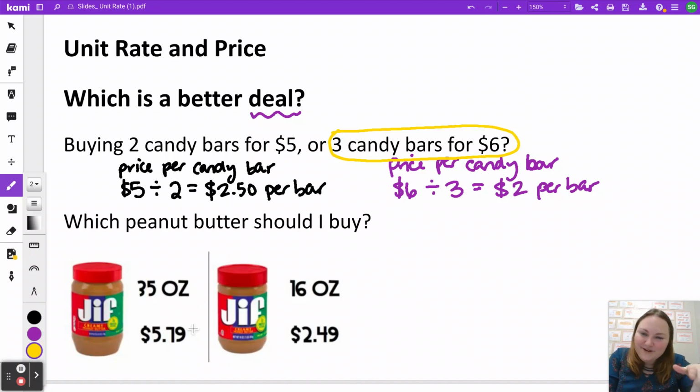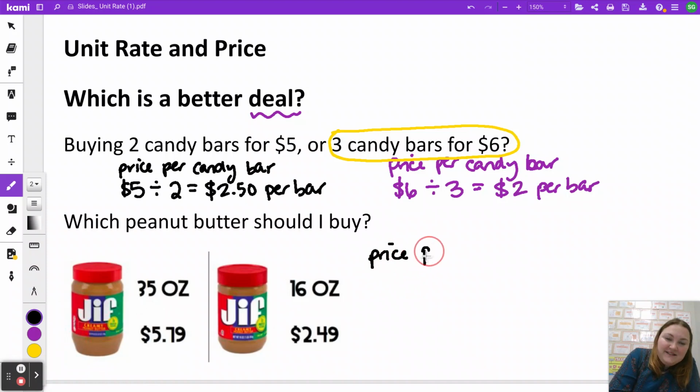And it's also what we're going to see down here for the second part of this warm-up. We can do something really similar for this peanut butter here. Here, both of these are jars of peanut butter, but we've got different sizes. Instead of talking about the price per candy bar, here, it's not a number of peanut butter jars we're getting. Here it's different amounts. This first jar is 35 ounces. The second jar is 16 ounces. So instead of price per candy bar, I'm going to be looking at the price per ounce.